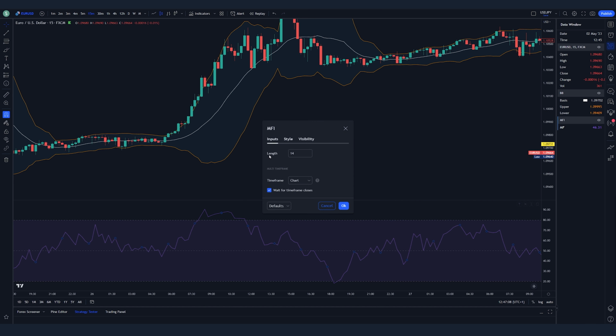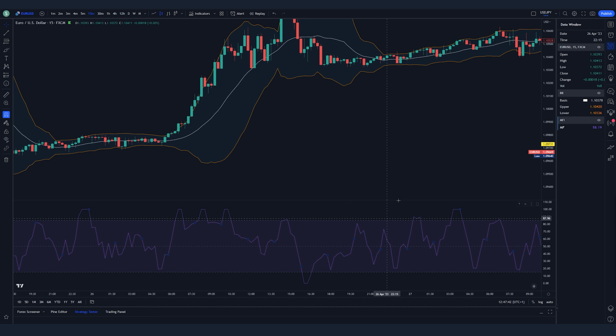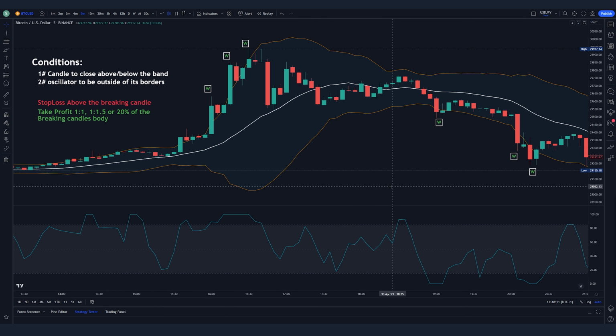For the MFI, for 5-minute trading, length 5, this is the inputs, and colors, again, you can do whatever in terms of colors. But here we have to change also the overbought and oversold market conditions, 85 and 15. Those are the 2 indicators which you need for this simple 5-minute trading strategy.